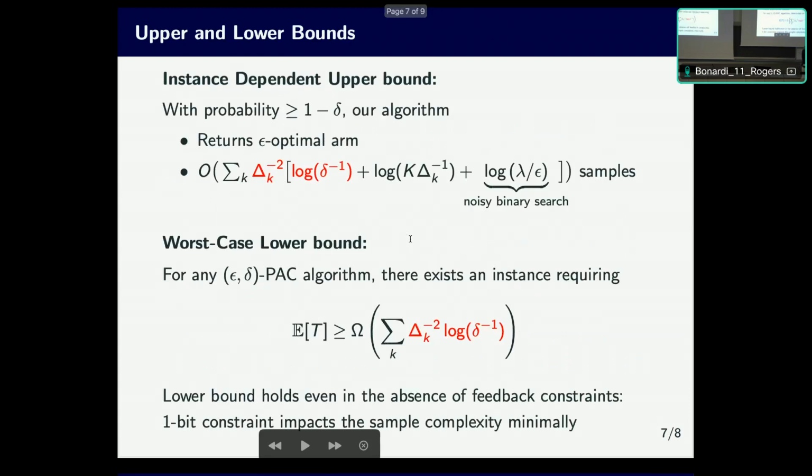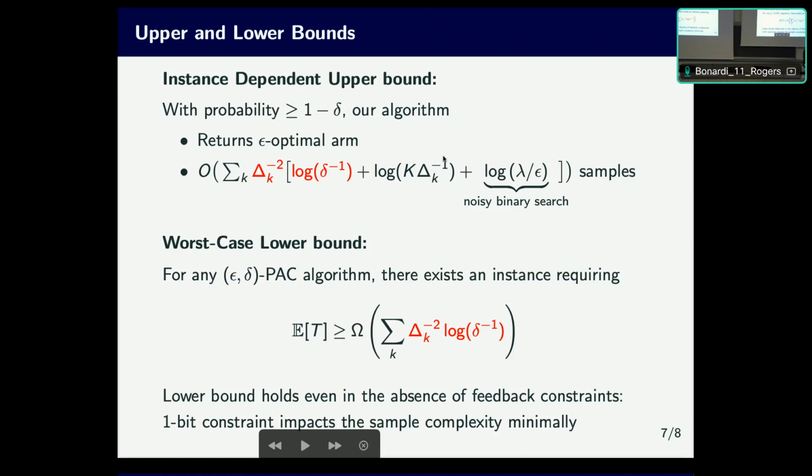Okay, now we look at our upper bound. With high probability, the algorithm can return an epsilon optimum when it's possible. And the number of samples is bounded by these terms here. For those who have seen the mean-based bandit, you can see that the first two terms are kind of identical, and the last term is basically the cost of binary search.